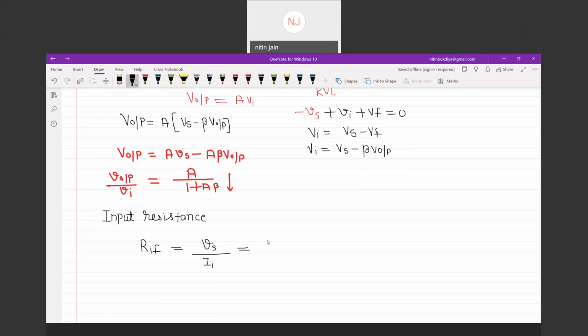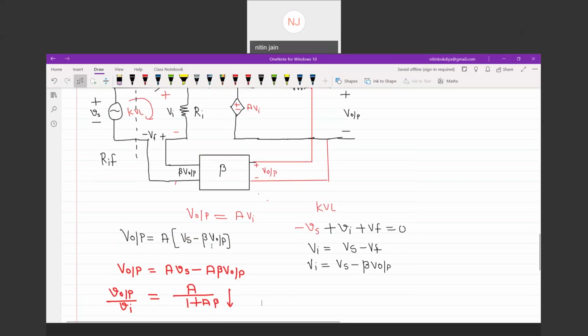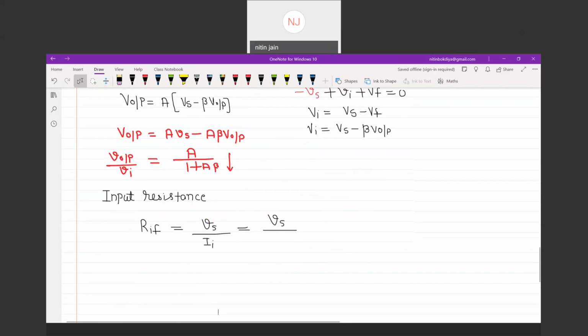Now we can say Vs divided by Vi. What is the value of Vi? You can say Vi can be written as I into Ri. The current that flows from here will be Vi divided by Ri. And which input resistance is this Ri? It is the input resistance without feedback.